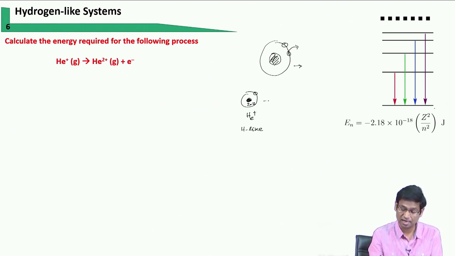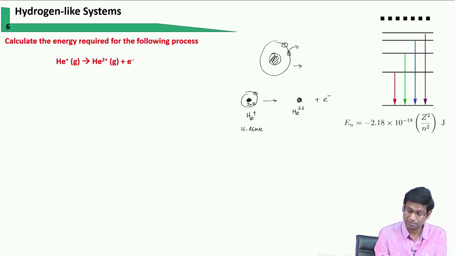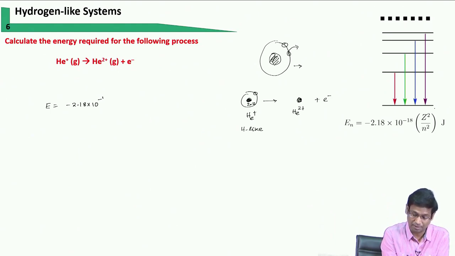Now, what is the reaction? The reaction is I am removing this one electron that is there in He plus, so that I simply have He2 plus and a free electron. So, this electron has been ionized. Now, how much energy do I need to carry out this ionization? To do that, I need to know the energy of this state. So, this is He plus with Z equals 2. The energy of the starting state is given by this relation, minus 2.18 into 10 to the power minus 18, where Z is the nuclear charge, which is 2.